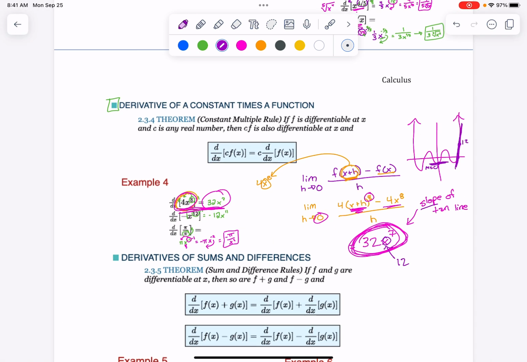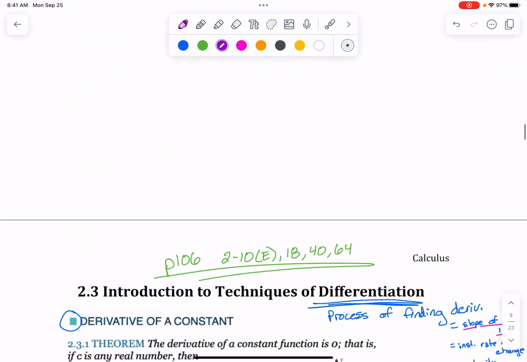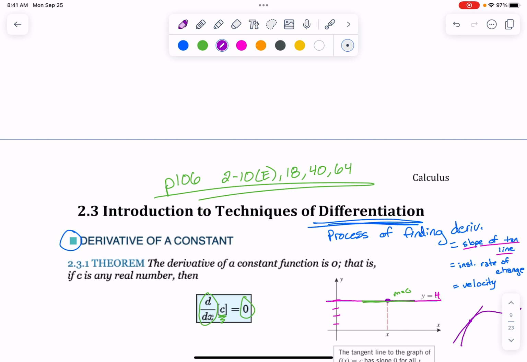All right, so I won't go any further than that. We will stop there, but you should be able to do some of the homework problems: 2 through 10 evens, 18, 40, and 64 is what we've done for homework. So try to get through at least the first little bit, and we will finish more notes tomorrow.